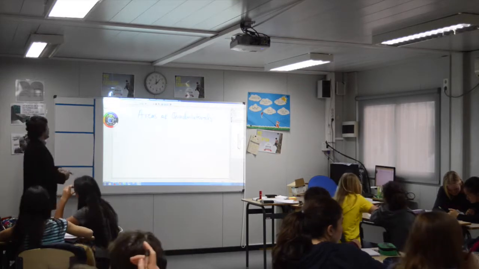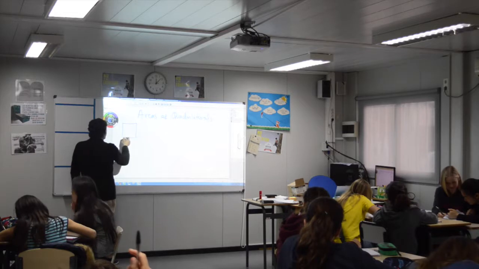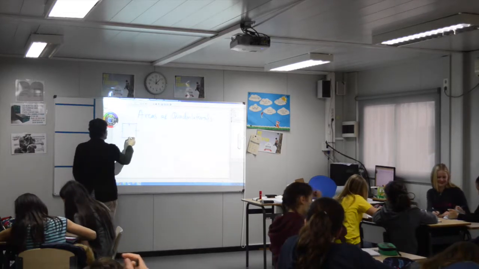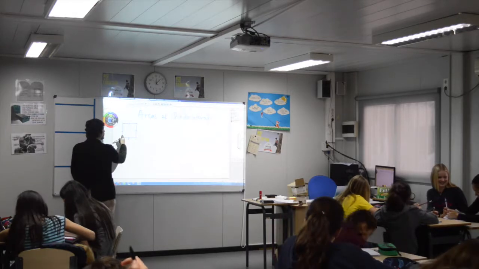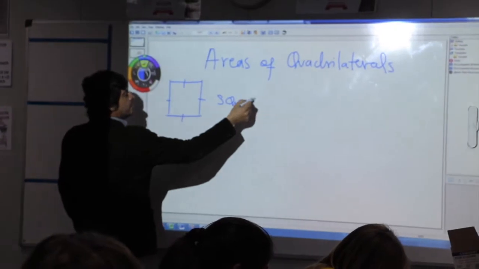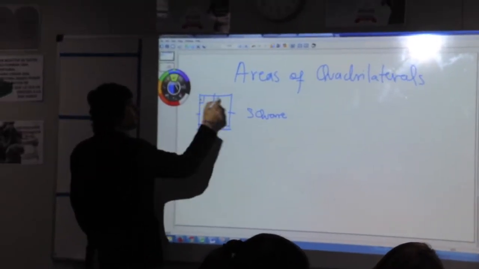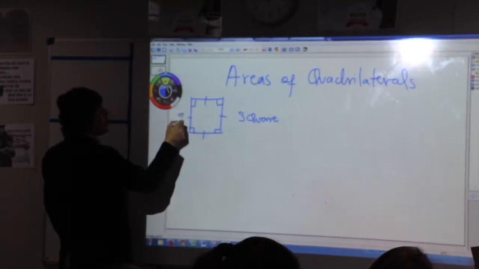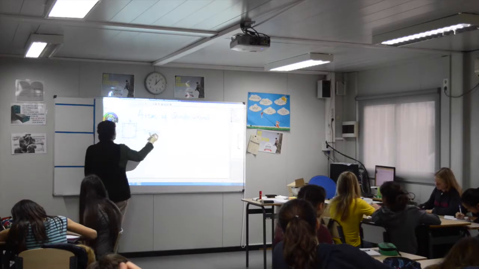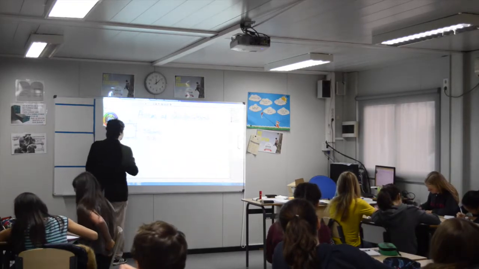Square. A square? Everybody knows the area of a square, right? How is a square? All sides are congruent. What happens with the angles? They're all 90. Okay, so this one, we normally call it side and side, since they're the same number. And when we find the area, we multiply side by side.